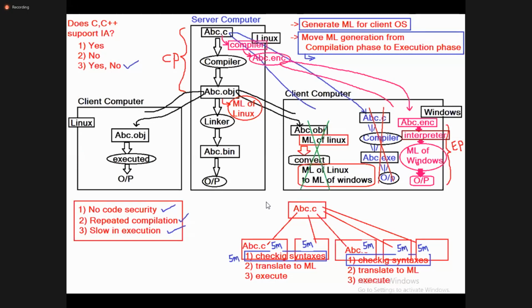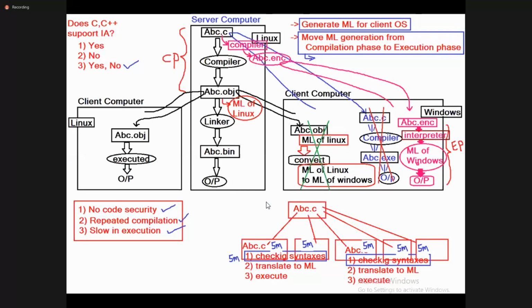I have found three options. Option number one: take the machine language of Linux from the server computer and convert it to the machine language of the client OS. It's not possible, because converting one machine language to another machine language is not possible. Second option: take the source code and compile it on the client computer, then execute the machine language generated. This option is okay, but it creates three problems: no code security, repeated compilation, and slow execution.